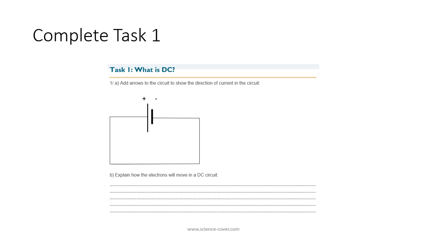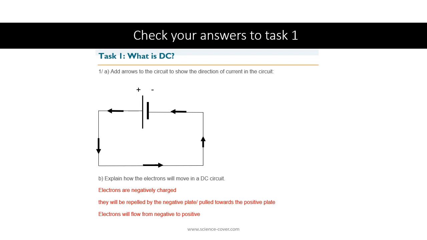Now pause the video and try task 1. Let's check our answers to task 1. First, we had to add arrows to the circuit to show the direction of current in the circuit. Now, despite the fact electrons will move from negative to positive, we treat current as being positive, and so current will move from positive to negative. So our arrows need to reflect that as shown on the diagram.